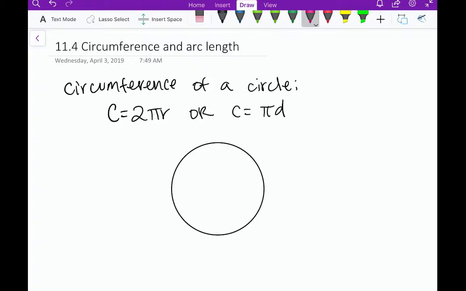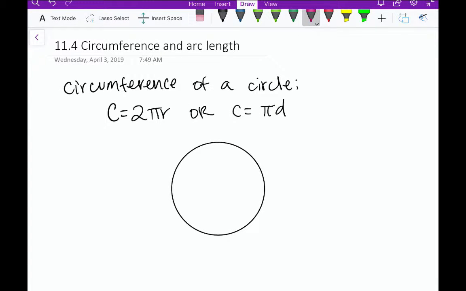So the circumference of this circle is found by multiplying pi times the radius times 2. The reason that those equations both can be used is because remember that the diameter equals 2 times the radius. And so instead of multiplying 2 times the radius, we can just multiply it by the diameter. So make sure you understand that those are interchangeable.